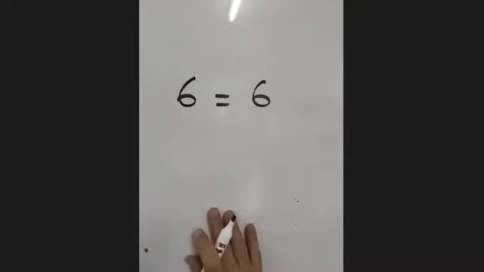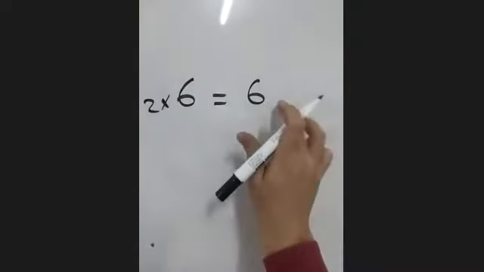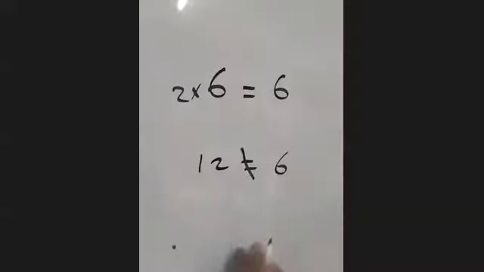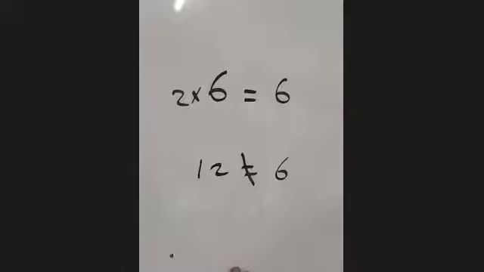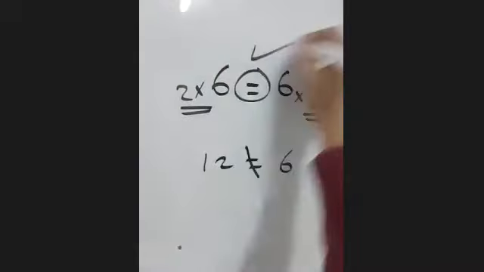Look here. Look at the board. I'm looking. Now, 6 is equal to 6, right? Yeah. If I multiply here with 2, and here I don't, what will this be? It will be 12. And this is still? 6. It cannot be equal then, right? Yes. So I need to multiply both sides with the same thing so the equal is still valid.